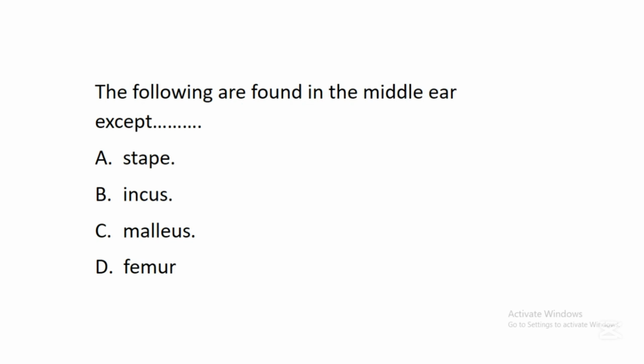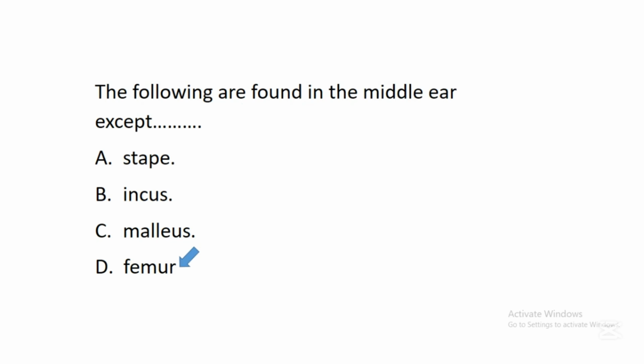The next question says, the following are found in the middle ear except dash. A. Stapes, B. Incus, C. Malleus, D. Femur. In this question, the correct answer is D. Femur.